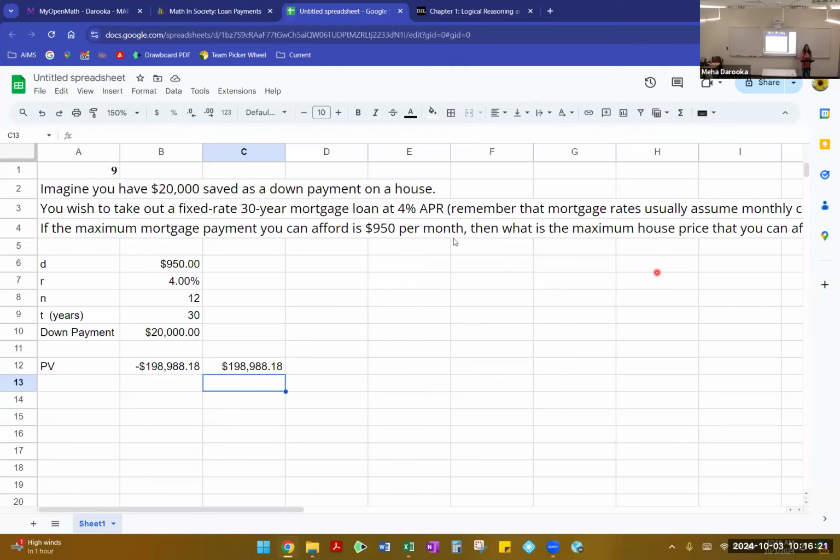No, it's going to be add, because they are talking about specifically that the maximum mortgage payment you can make is 950. So your maximum house price would be the PV plus the 20,000.